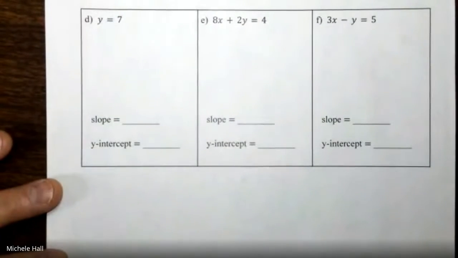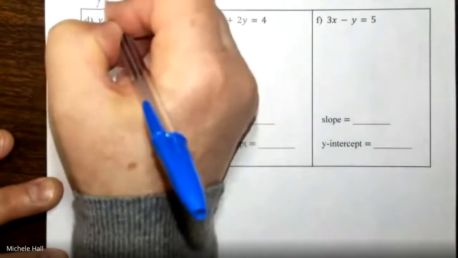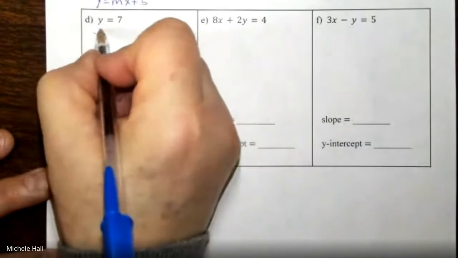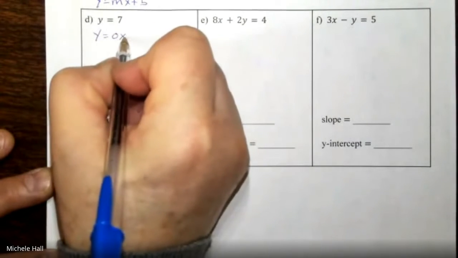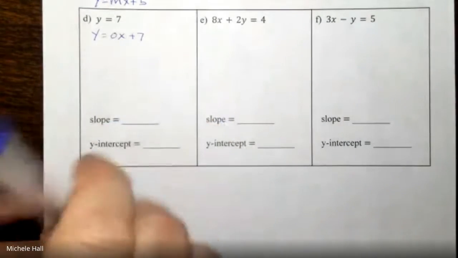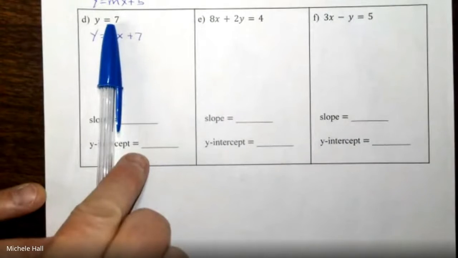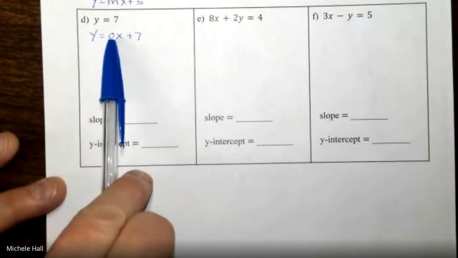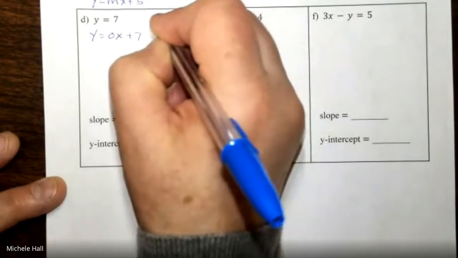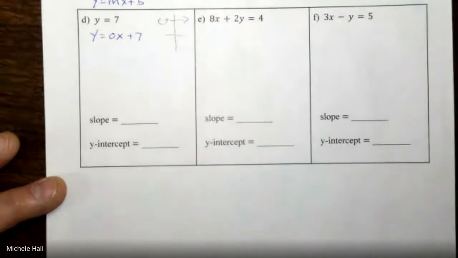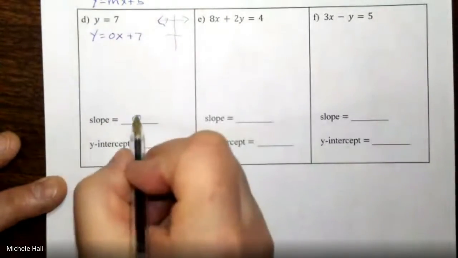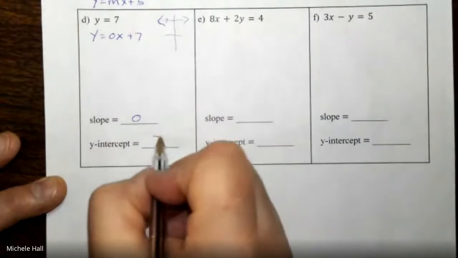Y equals 7. Well, where's the x? Y equals mx plus b. I could say y equals 0x plus 7. 0 times x is still 0. That means I still have y equals 7. This has a 0 slope because it's a horizontal line at 7. A horizontal line has a slope of 0. The y-intercept is 7.